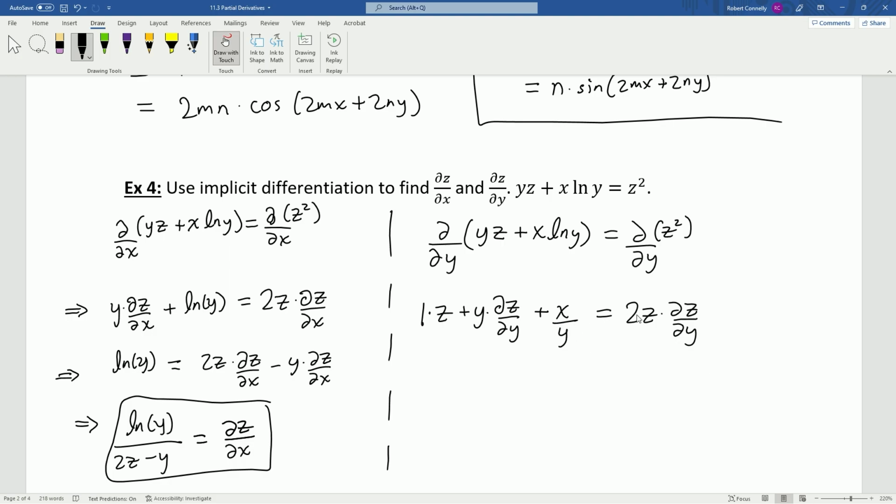Okay, let's do a little subtraction, moving things around here. So we've got z plus x over y equals 2z times the partial of z with respect to y minus y times the partial of z with respect to y. Again, I factor out dz dy. I get 2z minus y as my other factor, and I divide it, so I get z plus x over y divided by 2z minus y equals the partial derivative of z with respect to y.